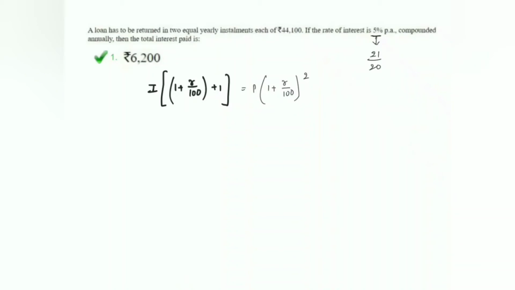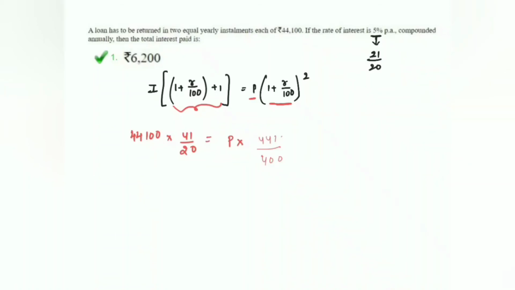So here 21 by 20 plus 1, I into 41 by 20. Here we have the installment value also. Each installment is how much? 44,100. Principal is what we need to find out. 21 by 20 whole square is 441 by 400. Cancel it.